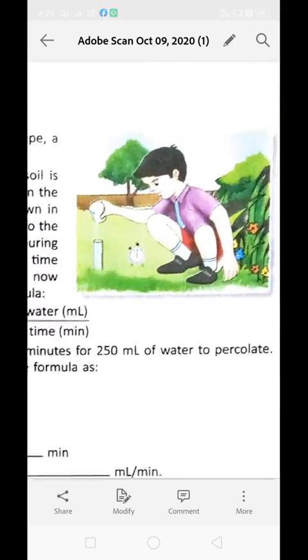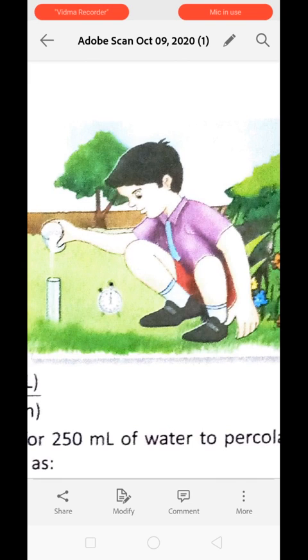Over here you can see a boy is doing something. He is trying to find out the percolation rate of the soil which is present in his garden. For this activity, what do we need? We need a soil sample or a ground, a piece of glass pipe, or we can use PVC pipe as well, a stopwatch, water and a measuring cylinder. This is all we need to perform this activity. So let's start.